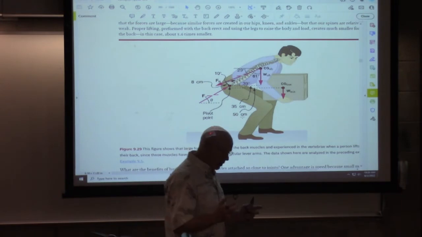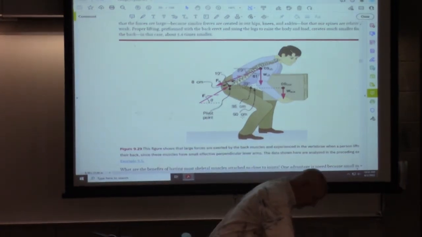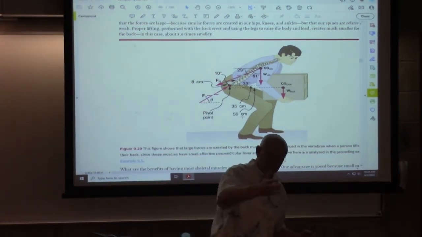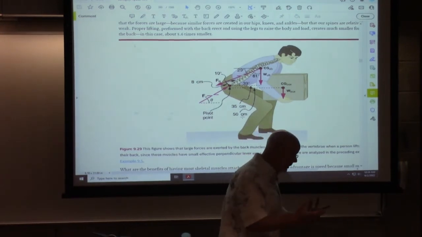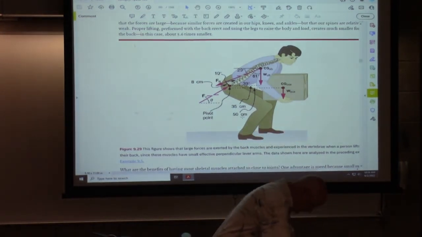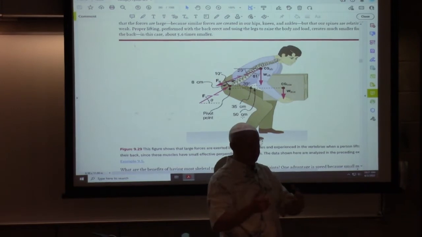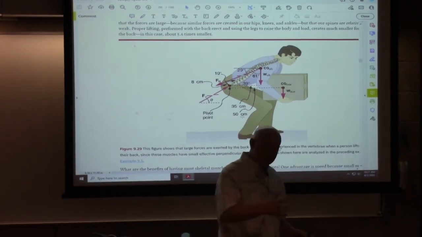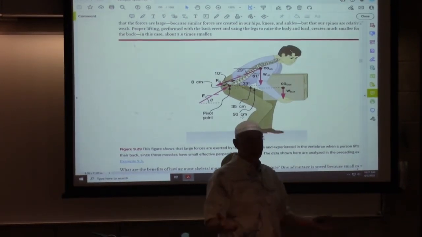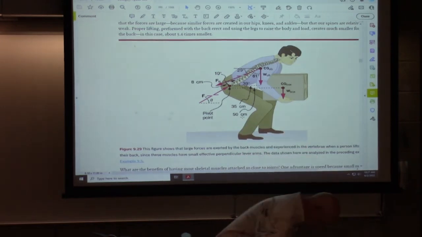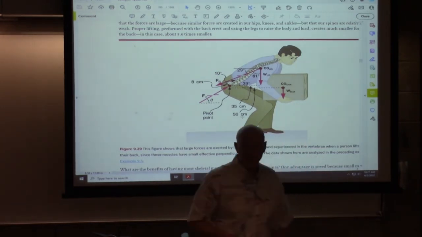Because if you're just going to come over and do enough to hold it, that's equilibrium. And of course, technically, you have to go a little bit more than that to lift it up and put it in the shopping cart. So let's just do a calculation of equilibrium. What would it take to just hold it there?